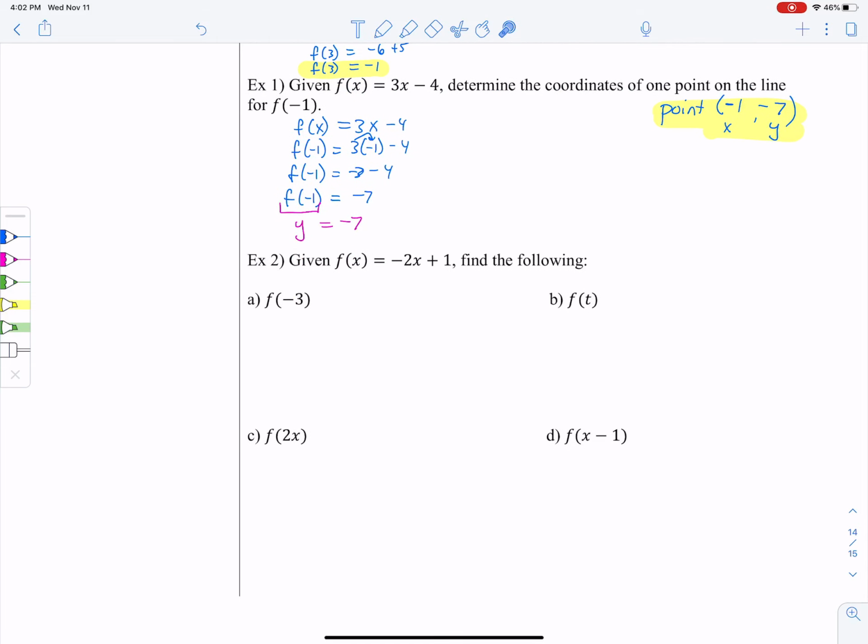This one says, given that f of x is equal to negative 2x plus 1, find the following. So here it's telling us to replace all the x's with negative 3, here with the letter t, here with 2x, and here with x minus 1. So let's try those. Our first step is always to write the formula. So I'm just going to copy the same formula to all of these because we're using the same formula for all of them.